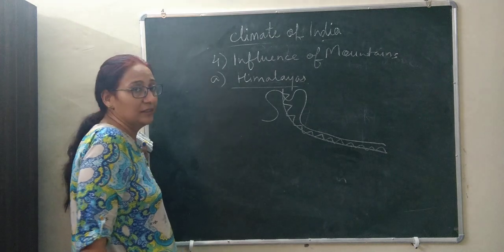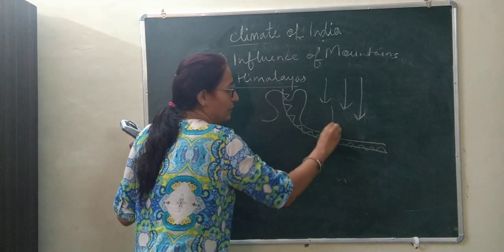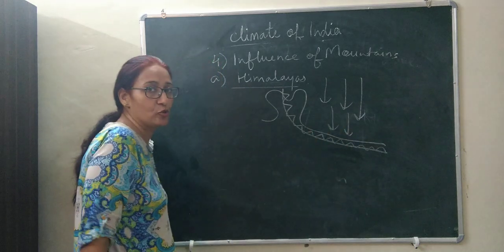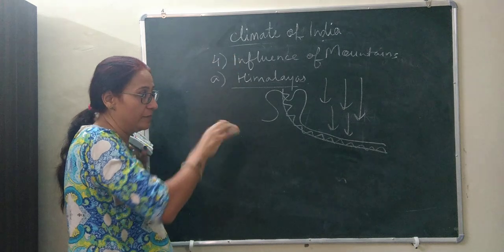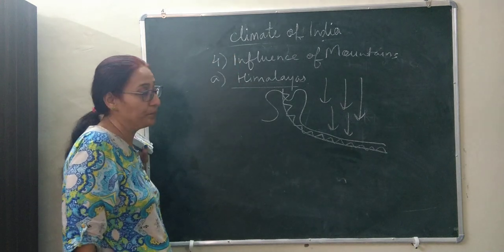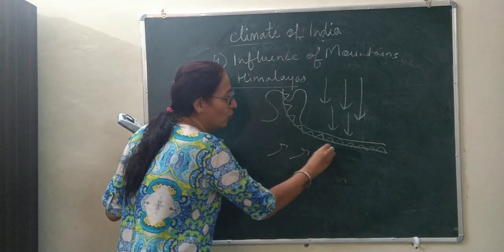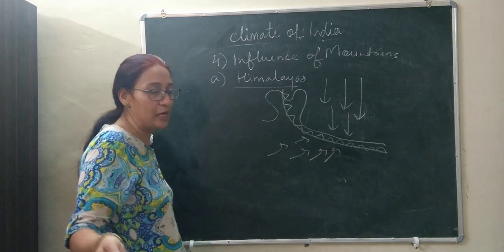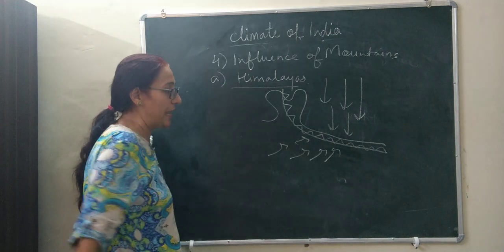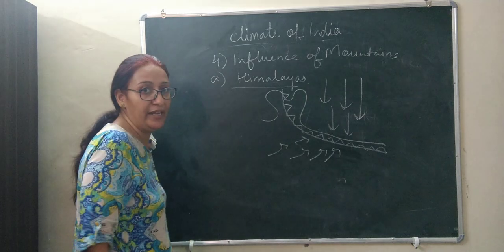And Himalayas do not allow the cool chilly winds coming from Siberia. So these Himalayas do not allow cool winds from Siberia to enter in India. And even Himalayas do not allow southwest monsoon winds which blow during summer to escape from India.